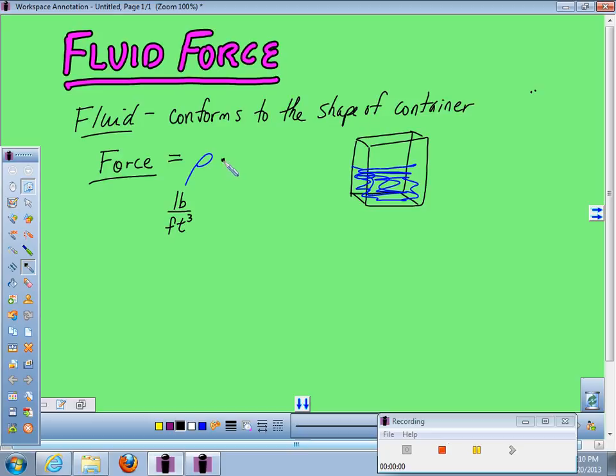They use depth as h for height. Is that okay with y'all? Okay, so h is depth. So that's going to be measured in what kind of unit? That's going to be feet.